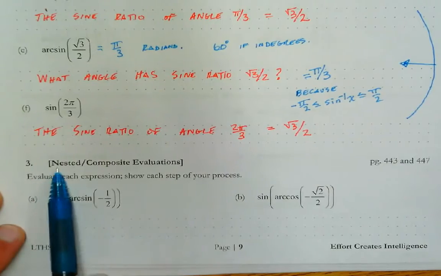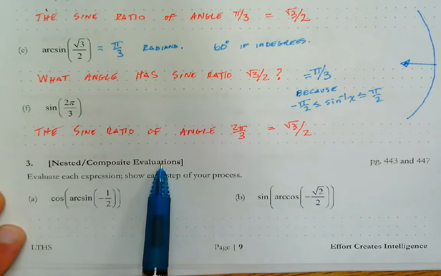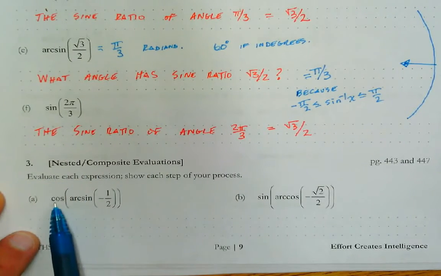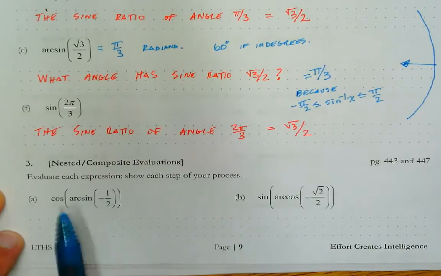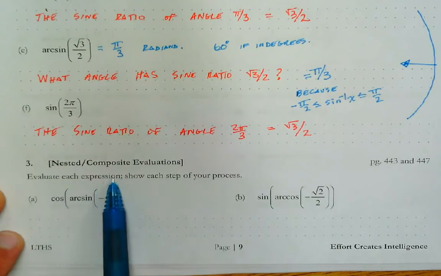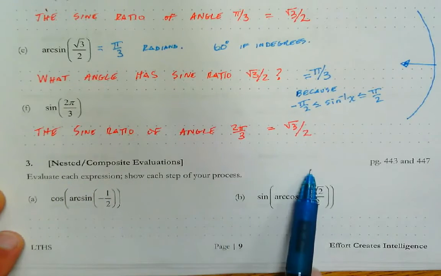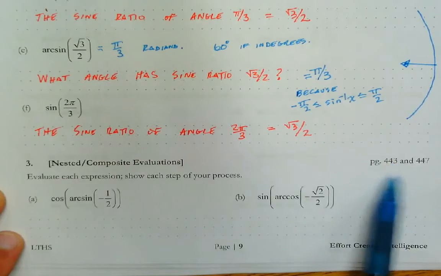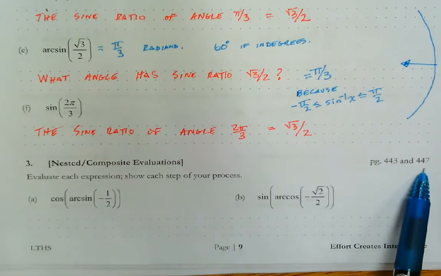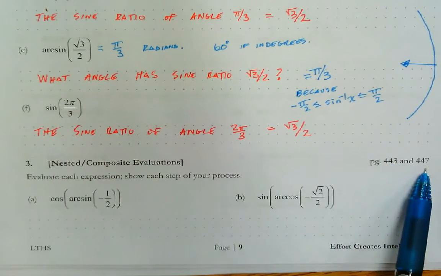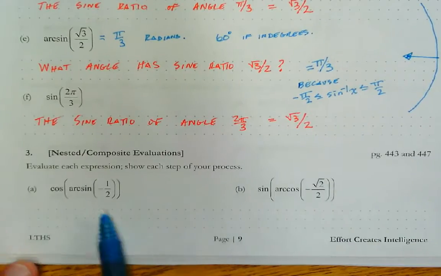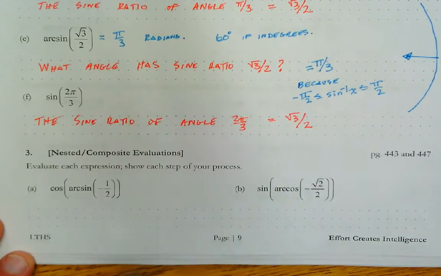Okay, now let's look at nested or composite evaluations, where I have a function evaluated for another function. So we're going to evaluate each expression, showing each step of the process. You can find this information on page 443 and 447 of the textbook that we're using in class, but here's our evaluation. How do we set this up?